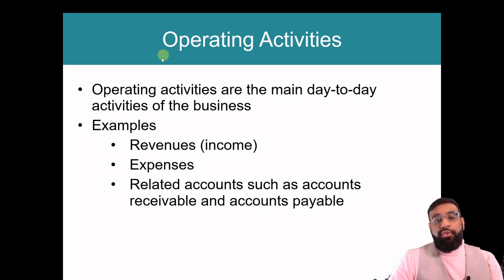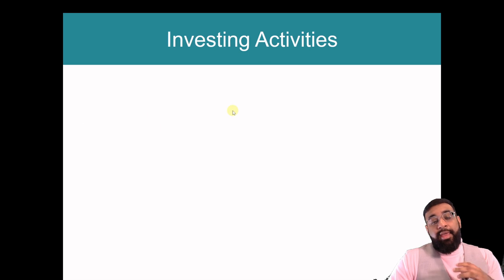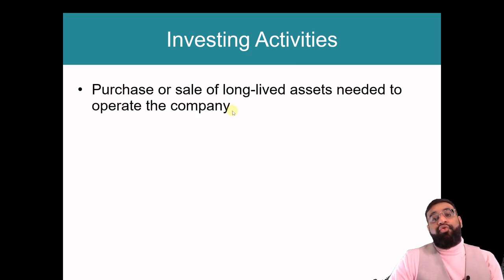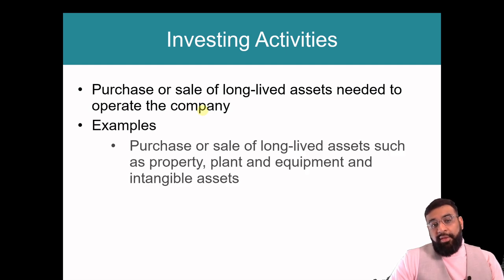So the goal is to earn positive cash flows from our operating activities so we could go in and take that money and invest into the future growth of the business. So this is the purchase or sale of long-lived assets needed to operate the company. So not just long-lived assets, essentially long-term assets, such as long-term investments, property, plant, and equipment, intangible assets, and goodwill. So examples include purchase or sale of long-lived assets such as property, plant, and equipment, and intangible assets.